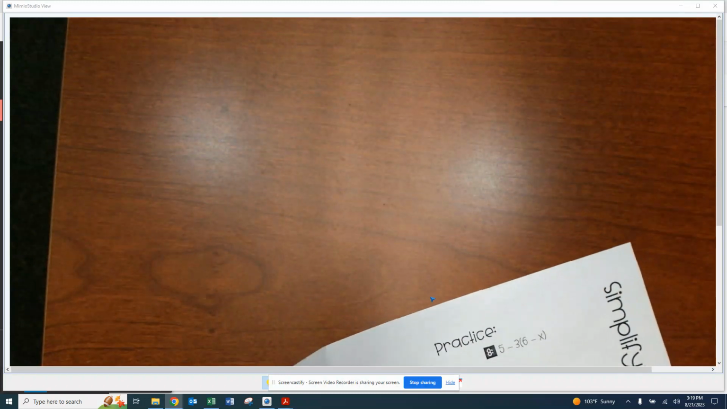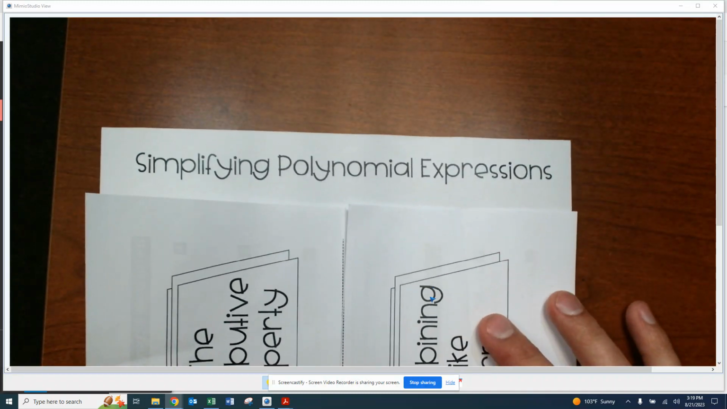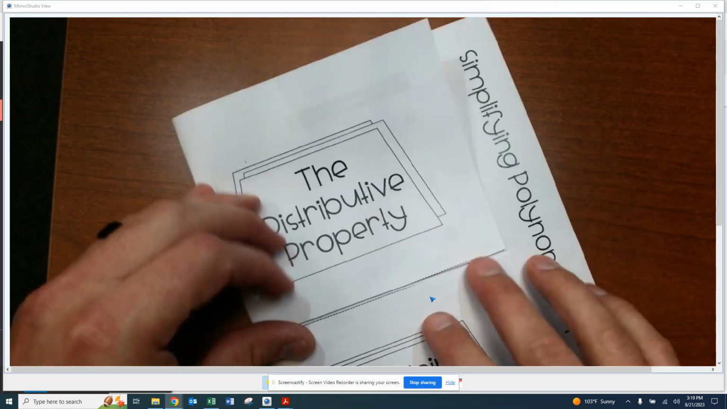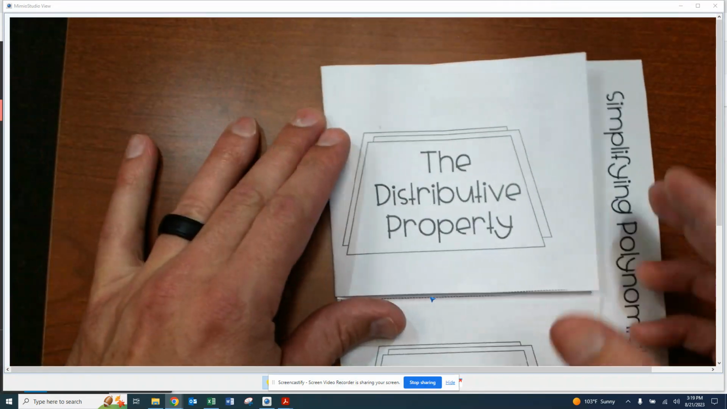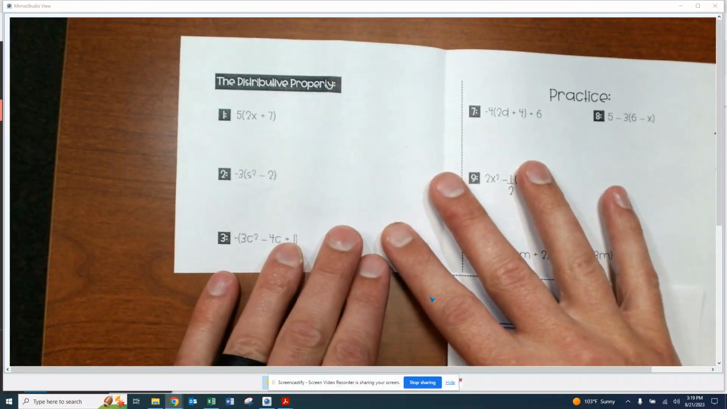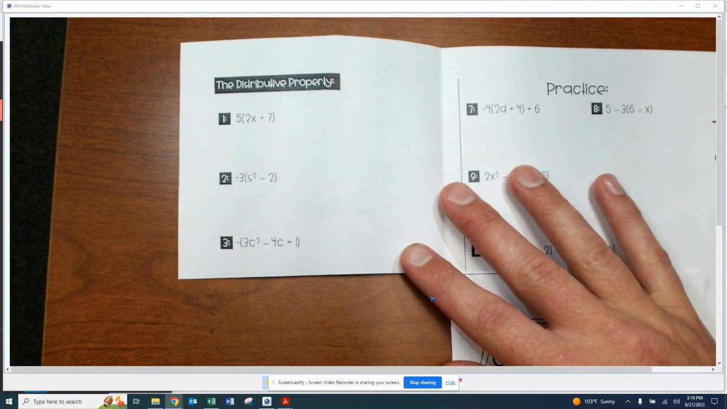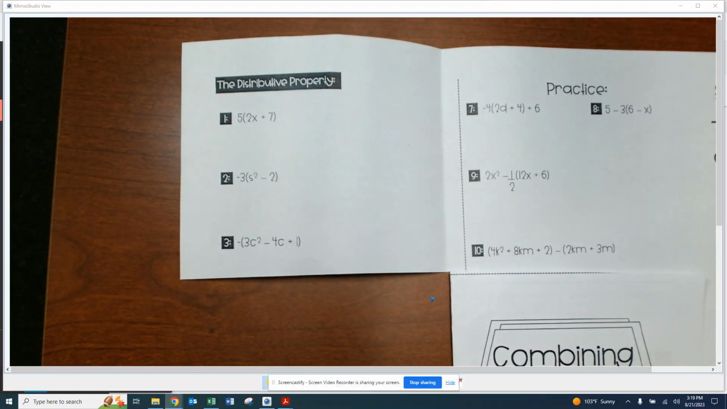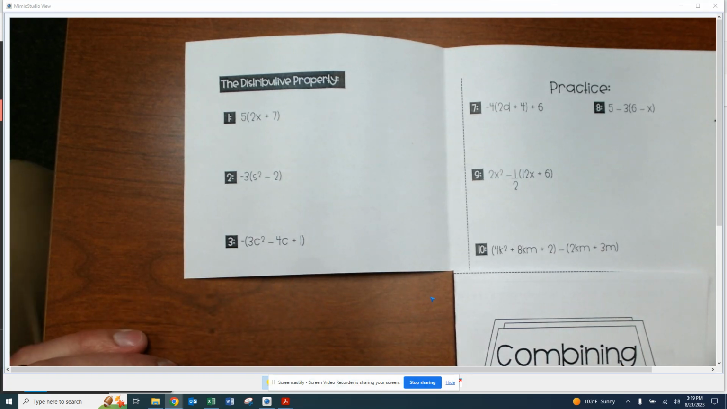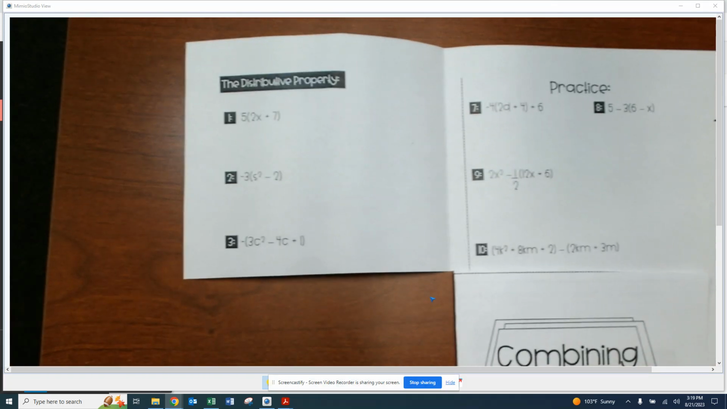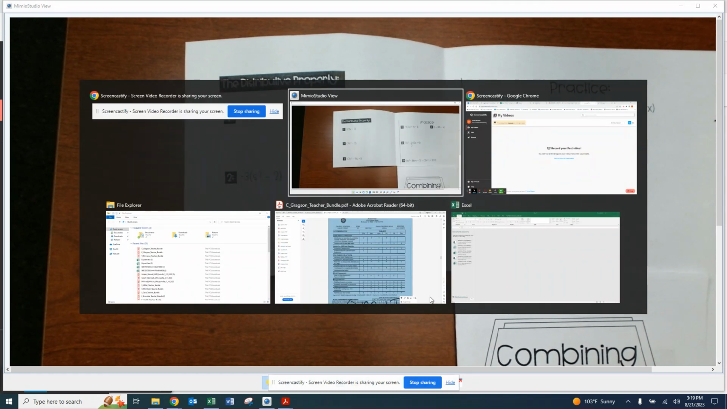For the actual note portion today, we're looking at two parts of simplifying polynomial expressions. We're looking at the distributive property and the combining like terms. With the distributive property, we have these three problems. We have 5 parentheses 2x plus 7. Now this is a review from when you were in school over the last couple of years.